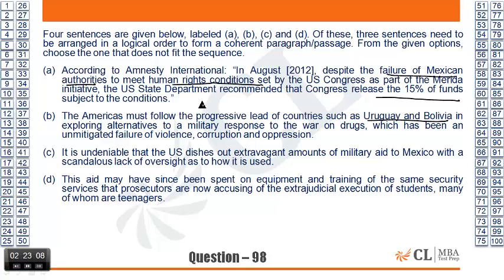So this is too far apart, A and B. It is undeniable that the US discharged extravagant amounts of military aid to Mexico with a scandalous... So there's a connection between A and C. This aid may be this aid. Which aid? This aid, may have since been spent on equipment and training of some security services that protect... now accusing. So I think there's a clear connection. B, C, and A are clearly connected. B is out of place. Yeah, Uruguay, Bolivia, out of place.